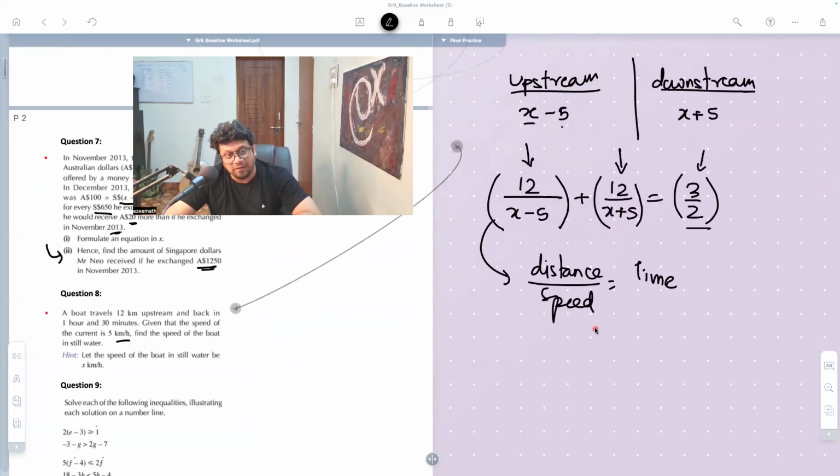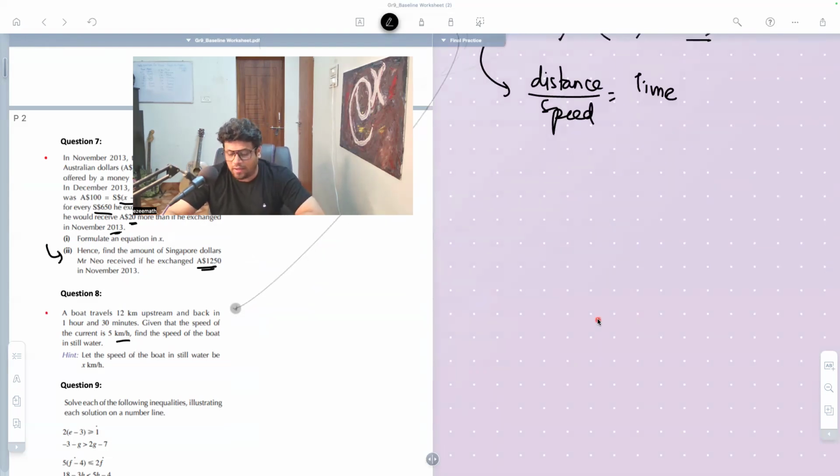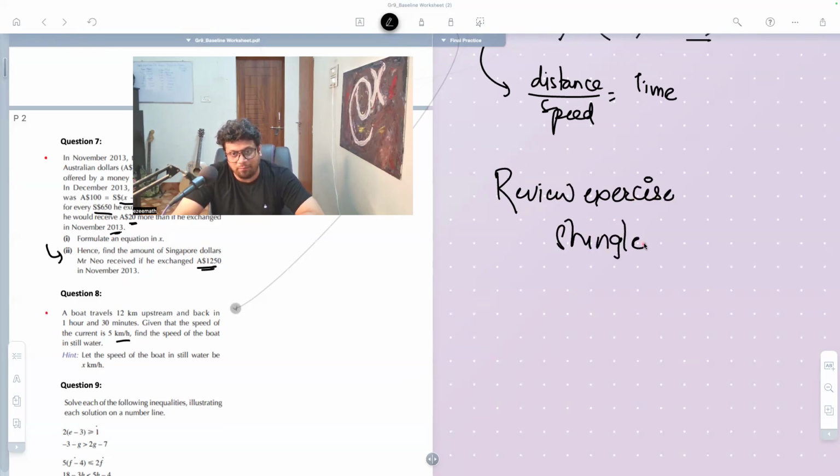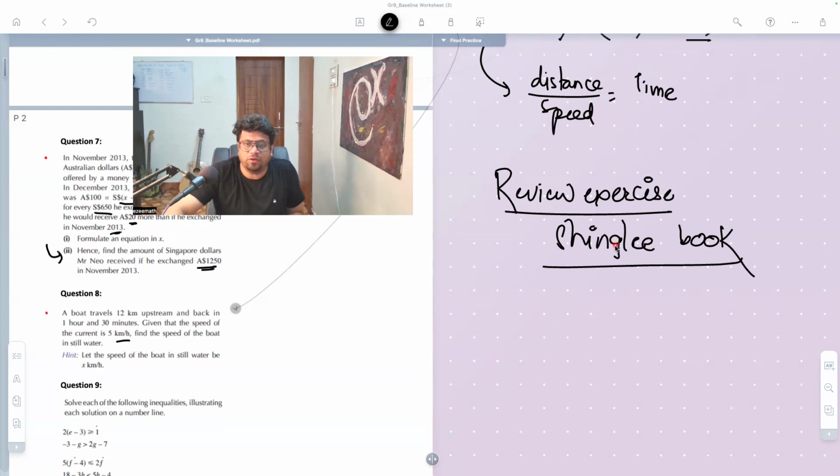Okay, that's about it for quadratics and algebra. If you want, you can practice the review exercises from the Shingley book that I have sent to some of you. If you want, you can ask me. I'll send it across. Review exercises from the Shingley book. Just do the first 5 questions. Those should be good enough for you to prepare.